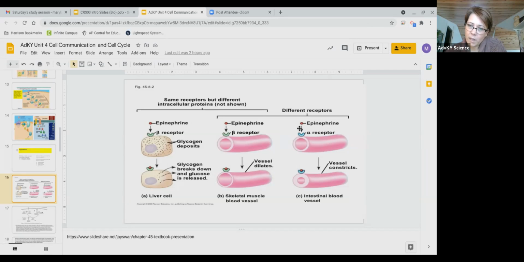And then we finally have a different receptor on intestine blood vessels. It's not really shaped differently, but it is a different receptor. If you're in a dangerous situation, you don't want your body thinking about digesting food. So those blood vessels will constrict so that all the energy and all the oxygen is getting to cells that can actually help you get out of that situation safely.